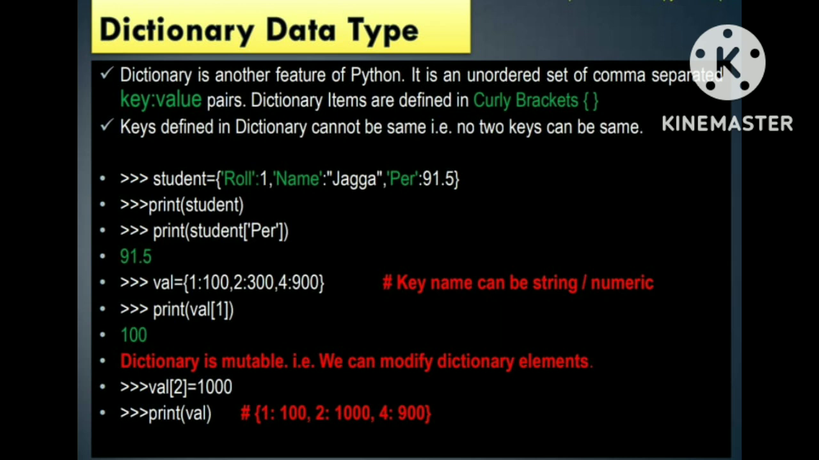Key name can be string or numeric. Print val 1, that gives the output of 100. Dictionary is mutable, that is, we can modify dictionary elements. Val 2 equals to 1000. Print val: 1 colon 100, 2 colon 1000, 4 colon 900.